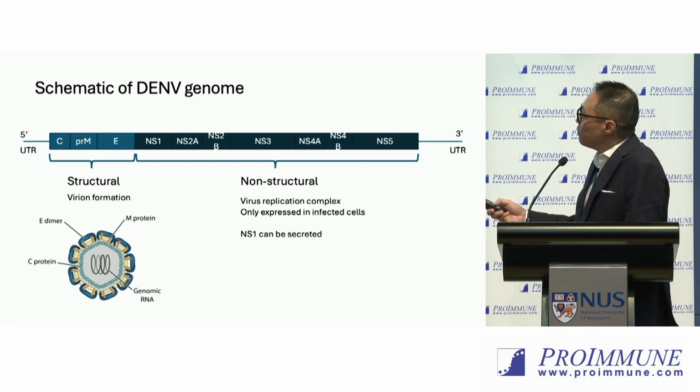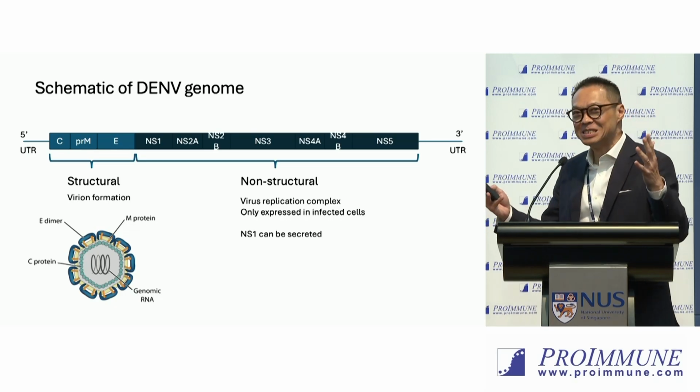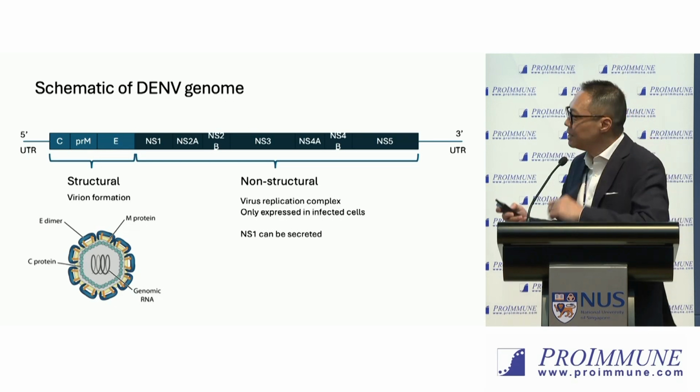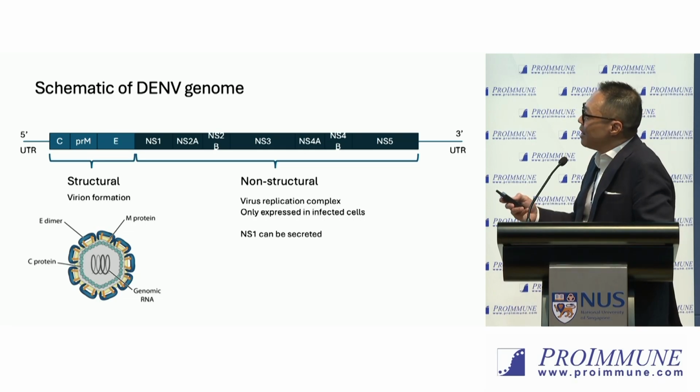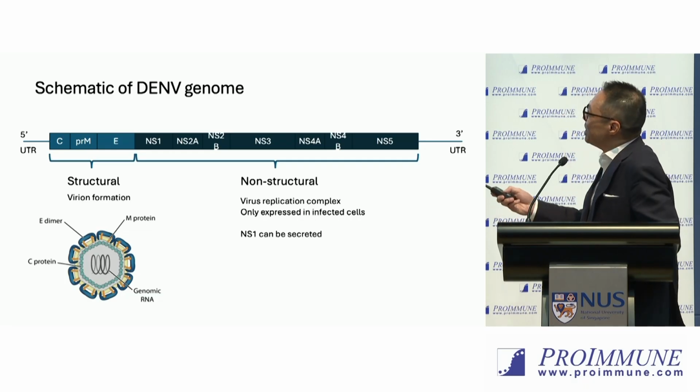This is the genome of dengue virus. It's a positive strand RNA virus. It's a very small virus, slightly less than 11,000 nucleotides in length. And I always joke that anything longer than that I'm not interested in. It's just too complicated. So 11,000 nucleotides, it contains 10 genes.